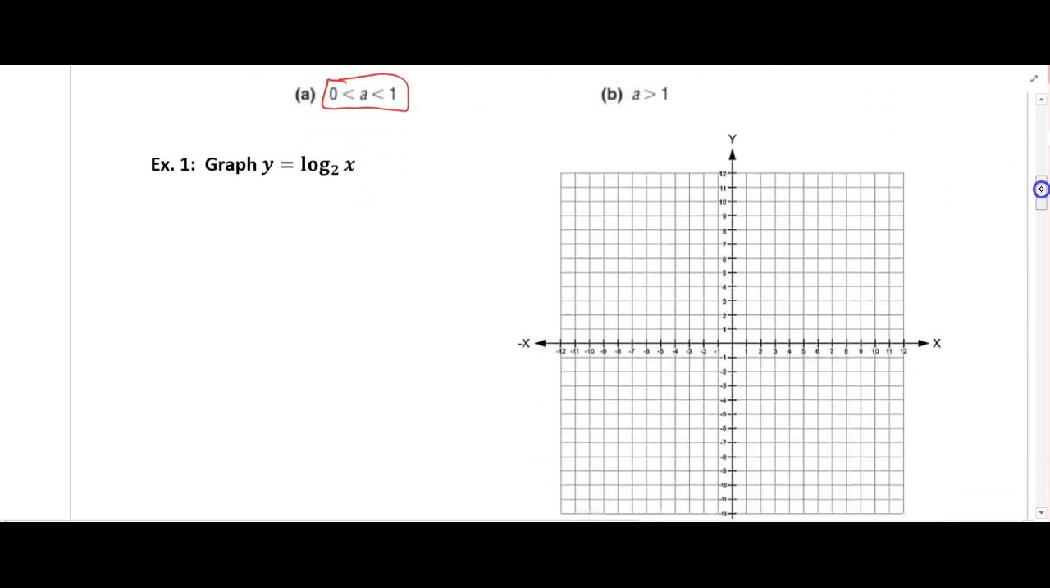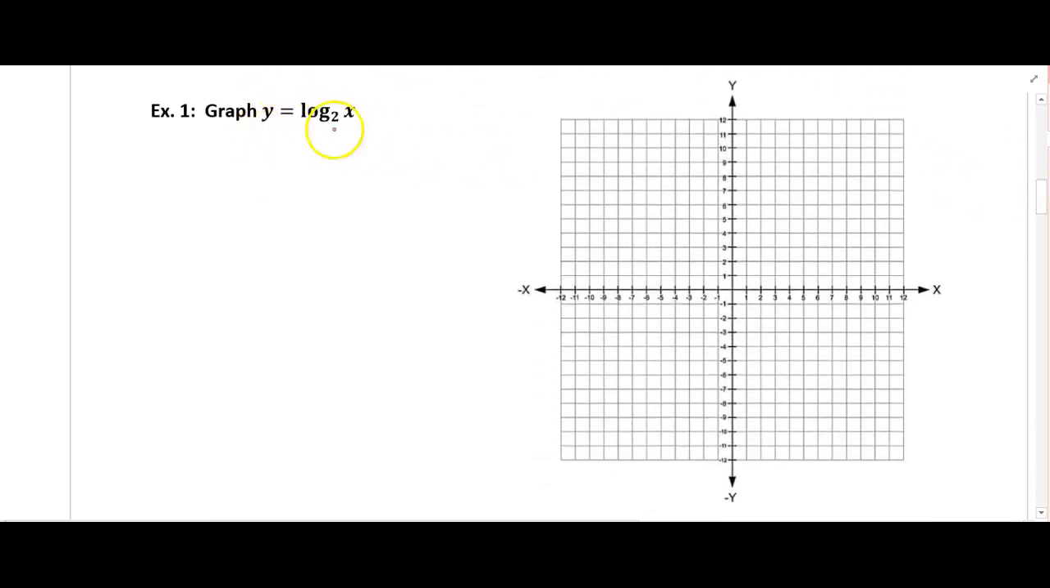So let's take a look at how to graph this. We're going to do it two ways. The first way is to create the table of values. I have x, I have y. What I'm going to do is rewrite this in exponential form: my base of 2 to the y power equals x.